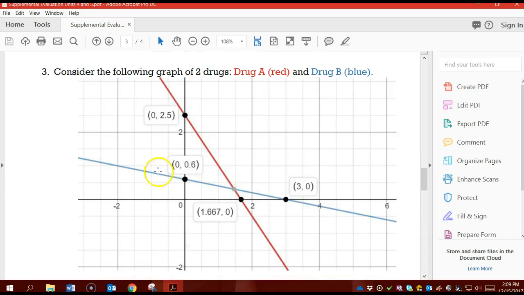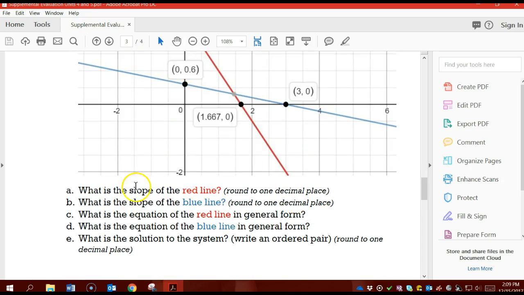Question 3, we have 2 drugs going on. Drug A is in red and drug B is blue. I've given you some lines, some intercepts and some points here that are going to help you. Basically, more of the same stuff. Tell me the slope of the red line, rounded to one decimal place, and the slope of the blue line, rounded to one decimal place. Then I want the equation of the red line in general form. Remember, general form is ax plus by plus c equals 0, so you have to put it in the right form. Same with the blue line.